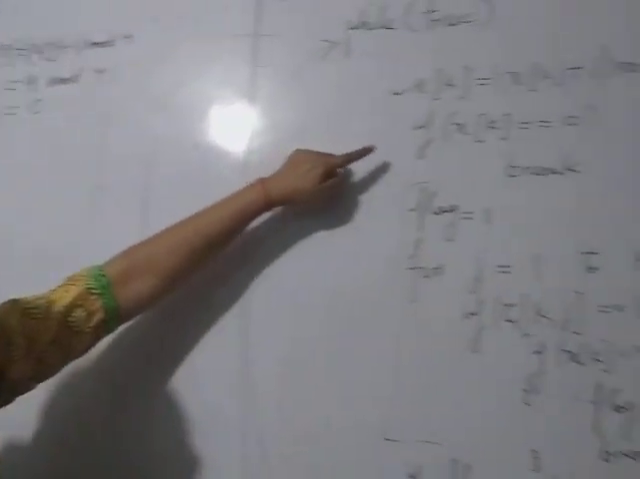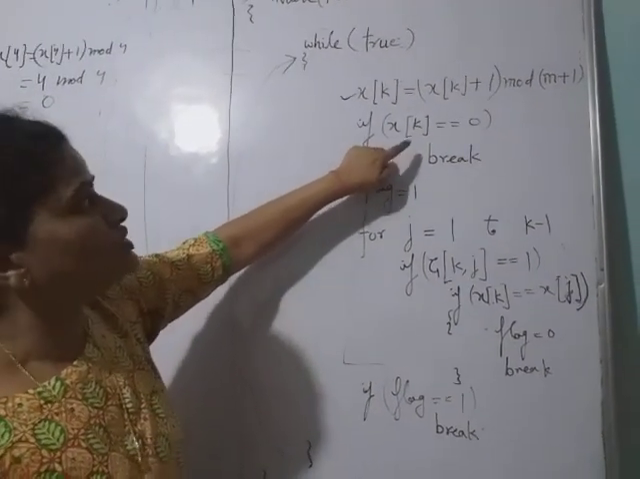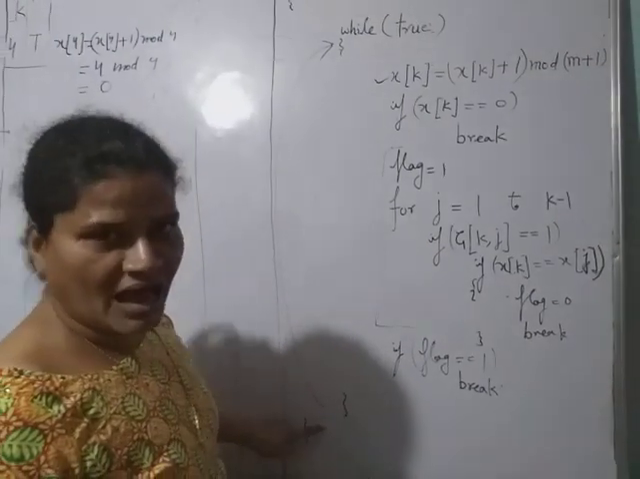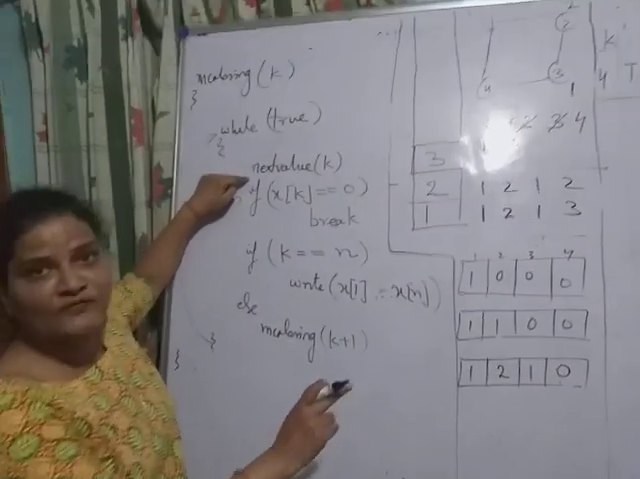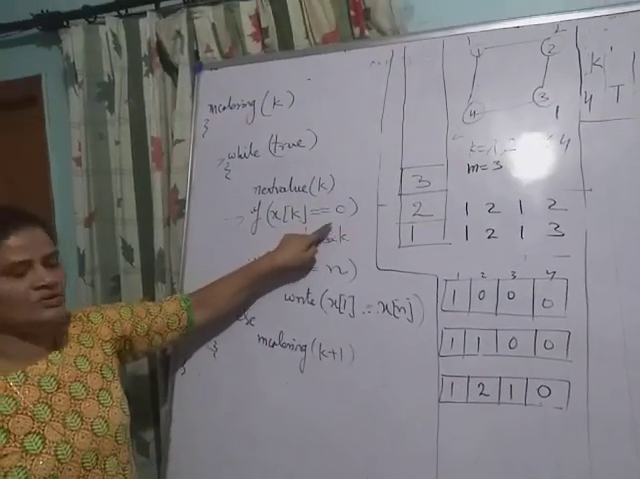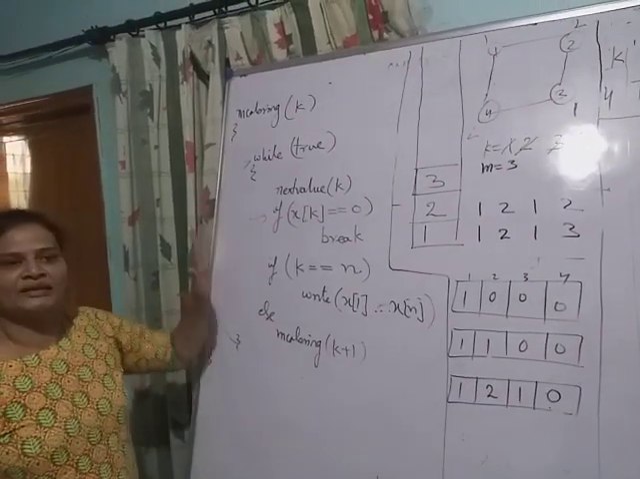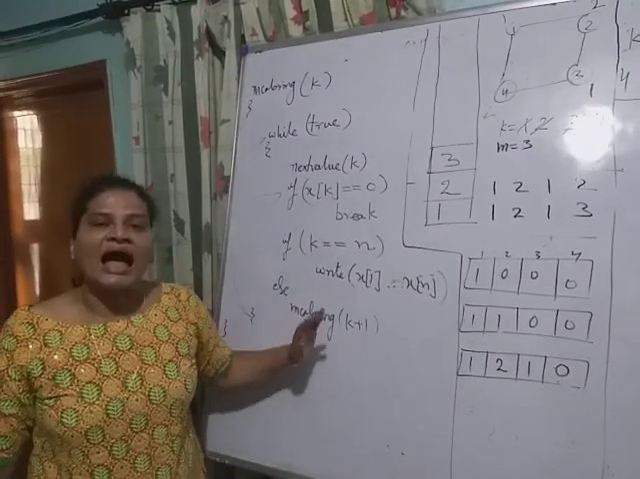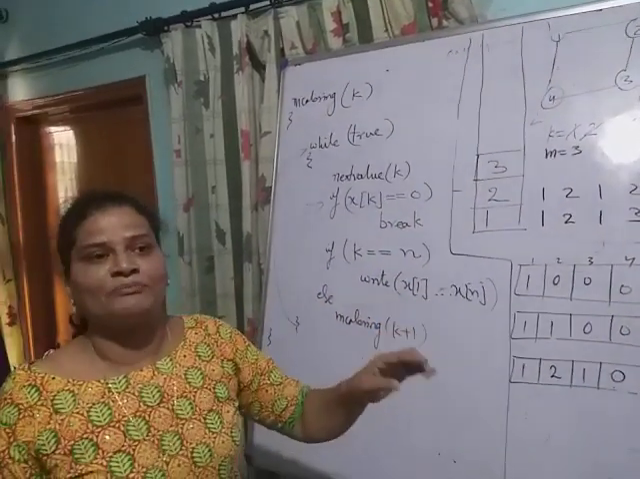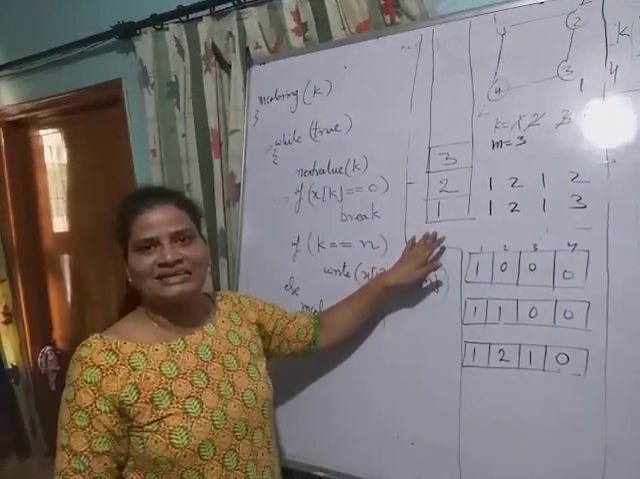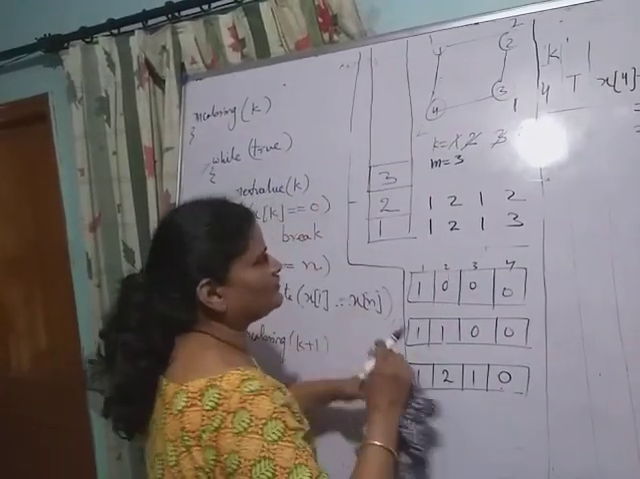So x4 is 0. Now here see, x4 equal to 0, this condition is true. So it will come directly out of the outer loop. Now this m coloring function will terminate. After termination, as this is a recursive algorithm, it will check whether the stack is empty or not. Here the stack is not empty, so it will pop the next topmost value from the stack.